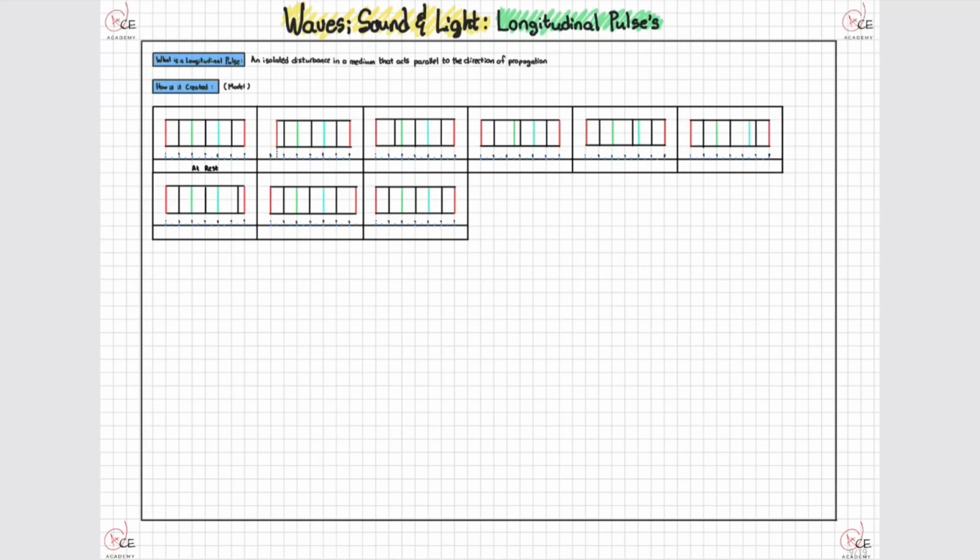In this video, we will be looking at longitudinal pulses. Now, in this section of wave, sound and light, I explained that the fundamental concept is transferring energy without transferring matter. To say that in more detail, we are going to transfer the energy that is applied at one point to another point without transferring the matter from that point to the end point.